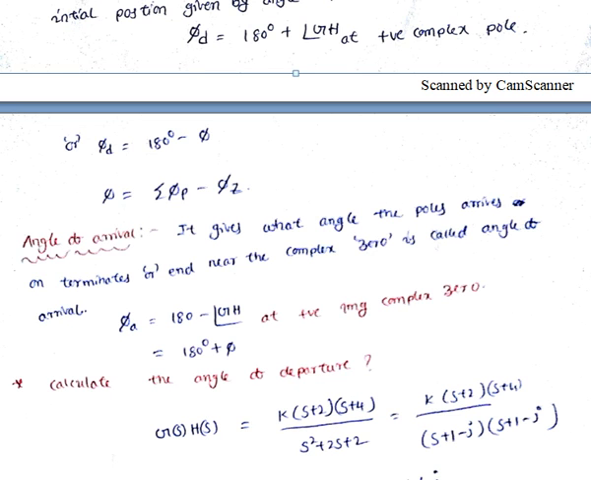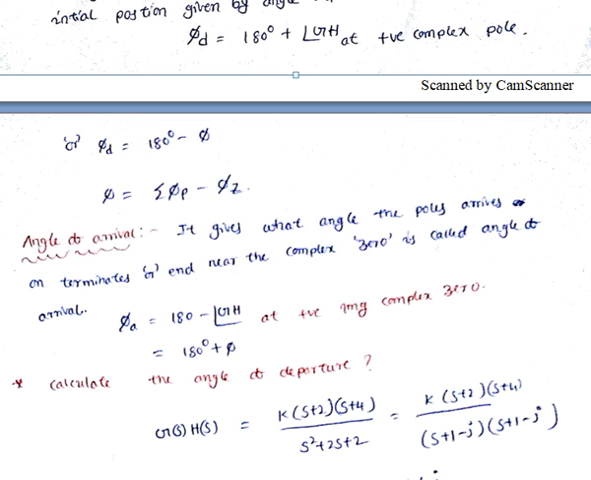Phi a equals 180 plus phi, where phi equals the sum of angles at each pole minus the sum of angles at each zero, or alternatively 180 minus GH at the imaginary complex zero. Calculate at the positive imaginary zero; there is no need to calculate at the negative one, because automatically it has the reverse sign.